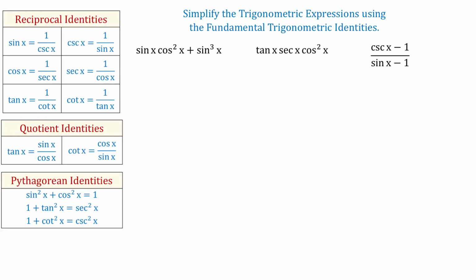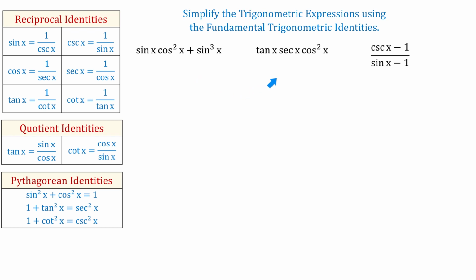Hello! In this video, we will simplify trigonometric expressions, and for this, we will use some fundamental trigonometric identities we have here to the left. These include the reciprocal identities, the quotient identities, and the Pythagorean identities. We will also use some techniques for simplifying expressions that we use in algebra. When we simplify a trigonometric expression, we want to condense it and make it as small and simple as possible.